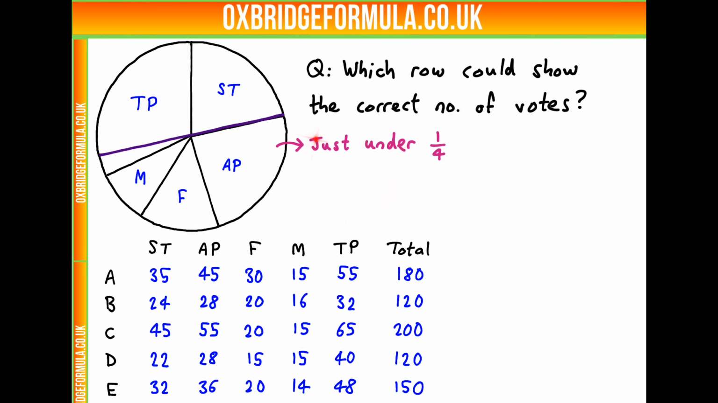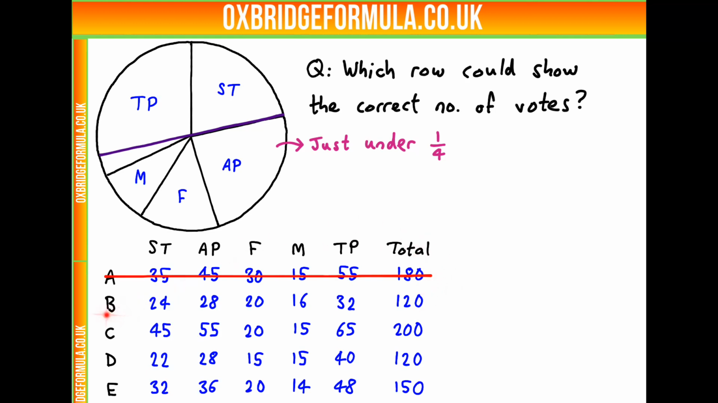So we've managed to find quite a specific requirement for the voting breakdown. We need the adventure playground votes to be just under a quarter of the total. So let's see if this is the case in each of the options. So what's a quarter of 180? Half would be 90, and half of 90 is 45. We can see here that 45 is exactly a quarter, but we've already seen that this line does not go directly in the middle of this section, and therefore it's just under a quarter, and we know that this can't be correct.